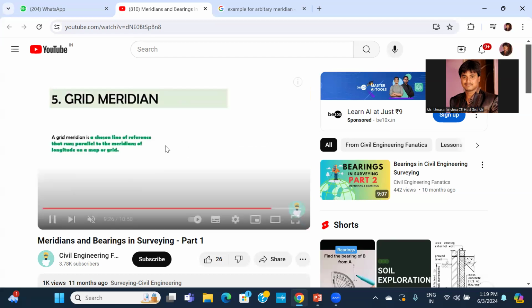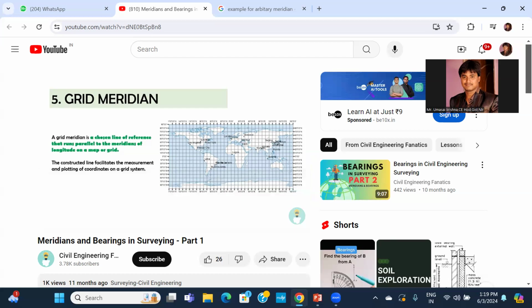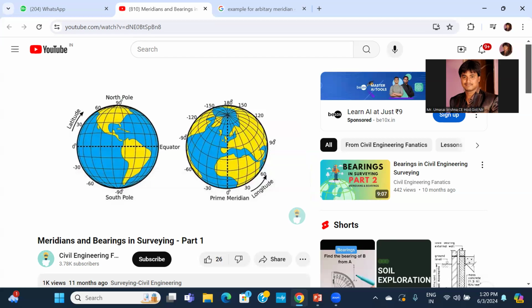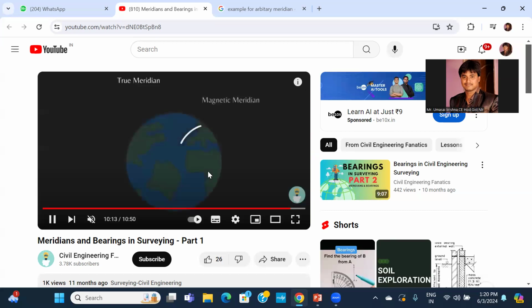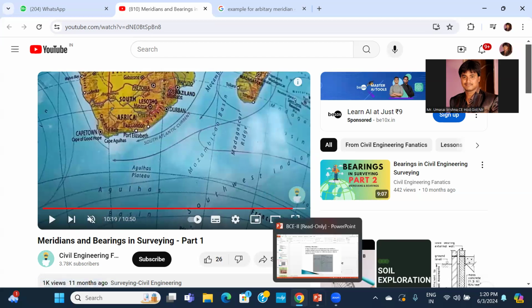And the final one, grid meridian. It is a chosen line of reference that runs parallel to the meridian of longitude on a map or a grid. So you will generally see a map with parallel lines, parallel meridians in the form of a grid. The constructed line facilitates the measurement and plotting of coordinates on a grid system. They do not follow the north and south direction. They are all parallel lines. It is generally used to know the coordinates of the earth surface, which are all parallel. So this is about meridians.